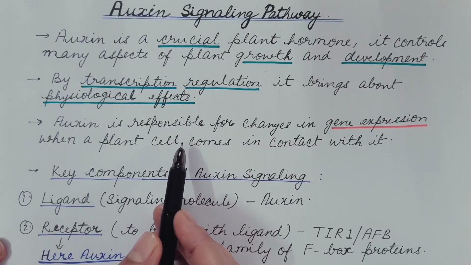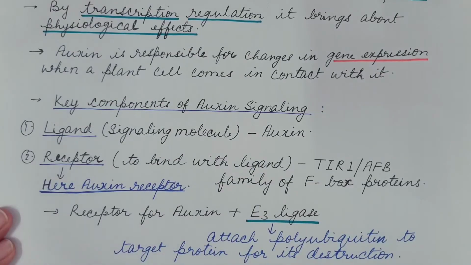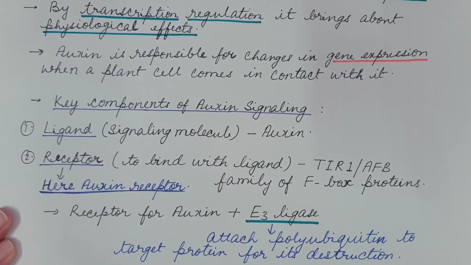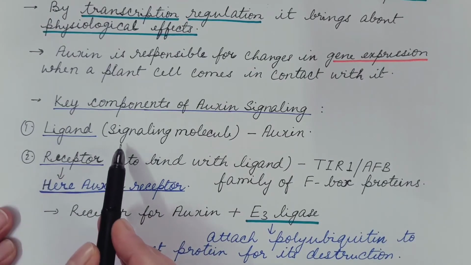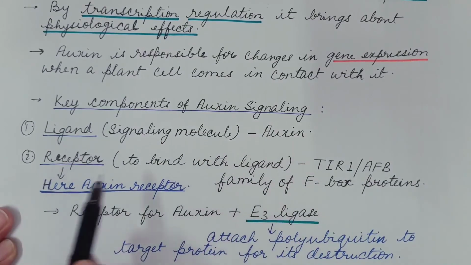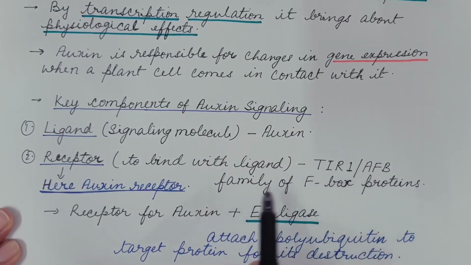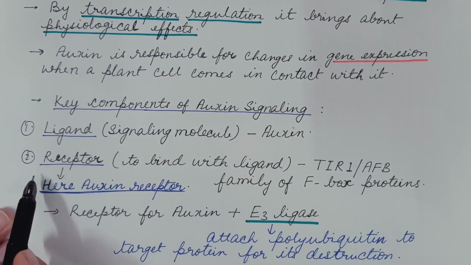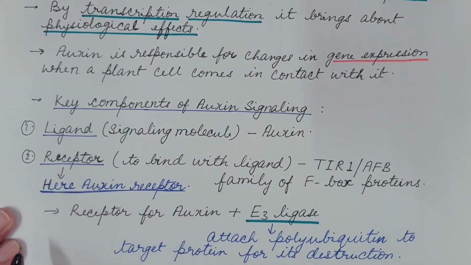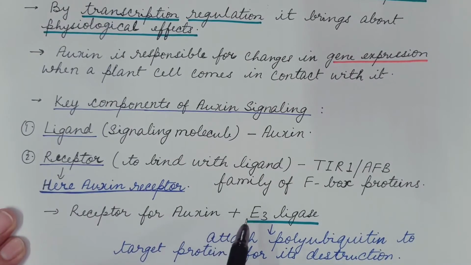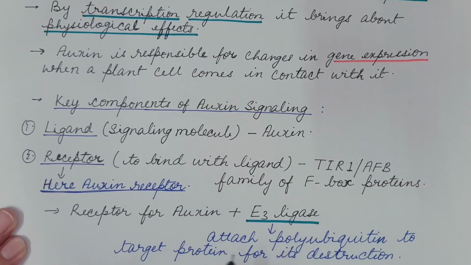this results in upregulation or downregulation of genes. Any signaling pathway has certain key components. Similarly, auxin also has certain key components. Let us discuss them one by one. First is the ligand. It is the signaling molecule. Here it is auxin. Second is the receptor, which binds with the ligand. Here it is the TIR1/AFB family of F-box proteins. It is known as the auxin receptor. So it acts as the auxin receptor, plus it has E3 ligase activity. That is, it attaches polyubiquitin to the target protein for its destruction.